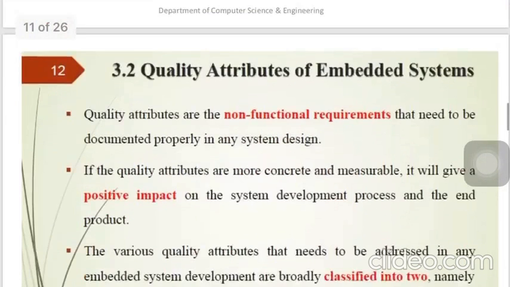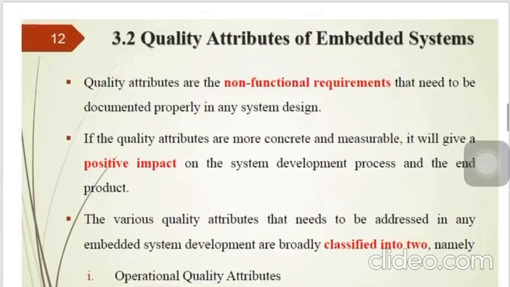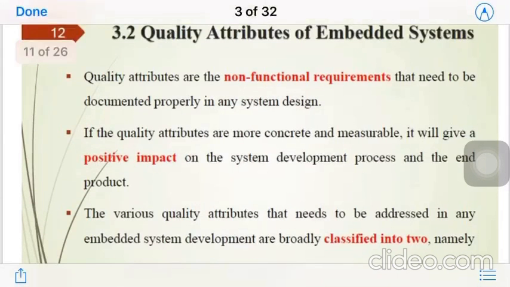Now today we'll start with the quality attributes of embedded systems. Basically, quality attributes are non-functional requirements that need to be documented properly in any system design. Whenever you are planning to design an embedded system, these quality attributes have to be properly documented. If the quality attributes are more concrete and measurable, it will have a positive impact on the system development process and the end product.